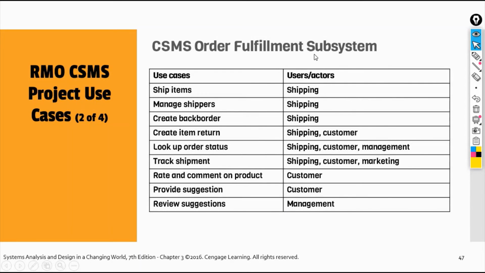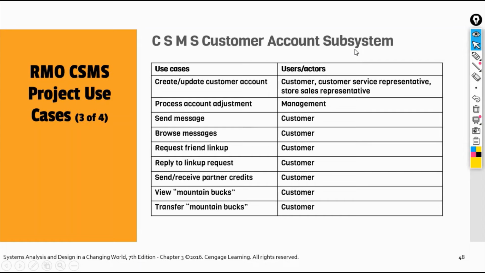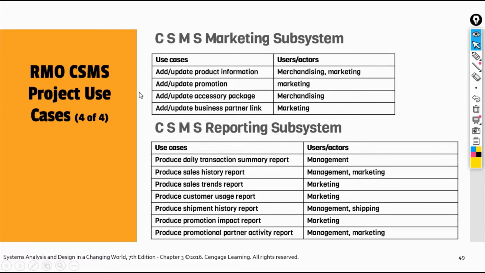And here is another one for the fulfillment subsystem, the use cases and the actors for those particular use cases. This is for the customer account subsystem. And for the marketing subsystem, these are the use cases. And for the reporting subsystem, these are the use cases and these are the actors.